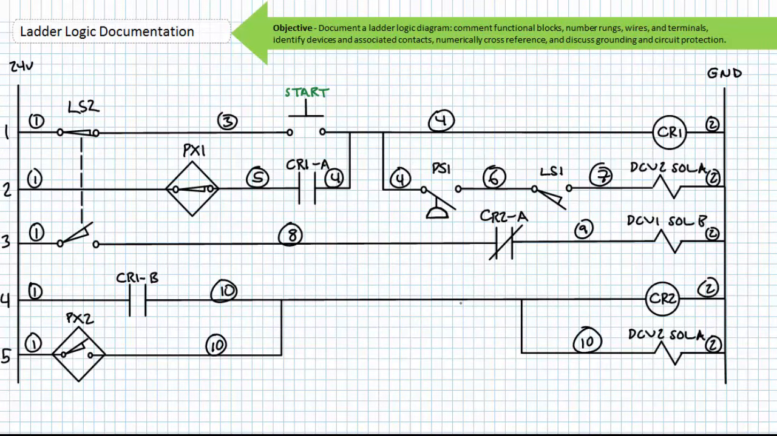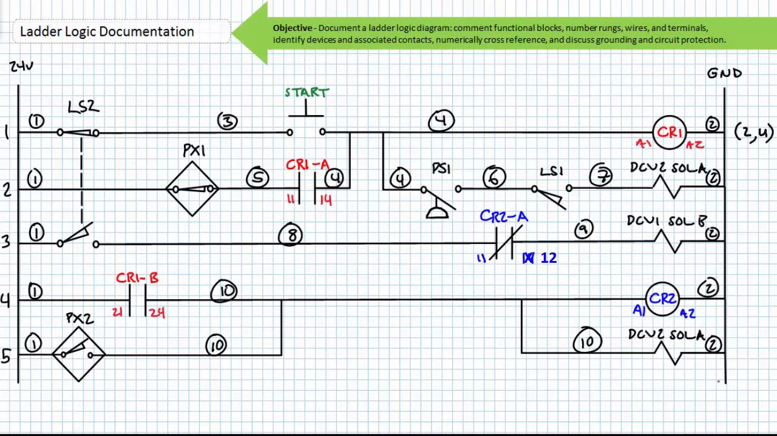Note that I'm again using my preferred technique where the right-hand vertical upright is wire number 2. If you numbered the terminals correctly for control relay CR1, your ladder logic diagram should look like this. If you numbered the terminals for control relay CR2 correctly, your ladder logic diagram should look like this. Since we're currently discussing these logical elements, we might as well go ahead and numerically cross-reference these also.